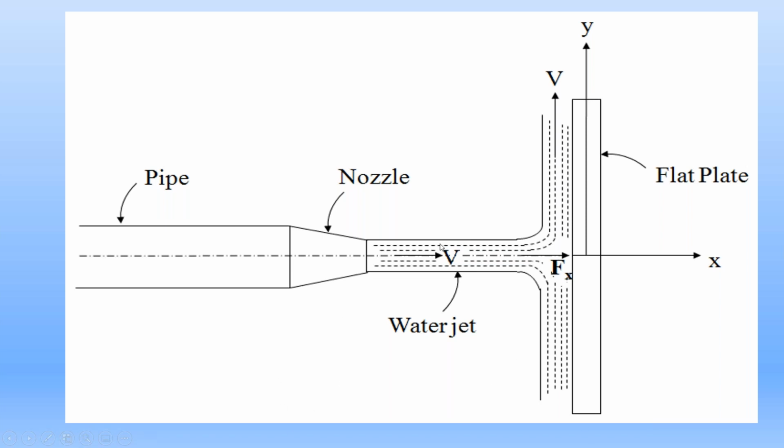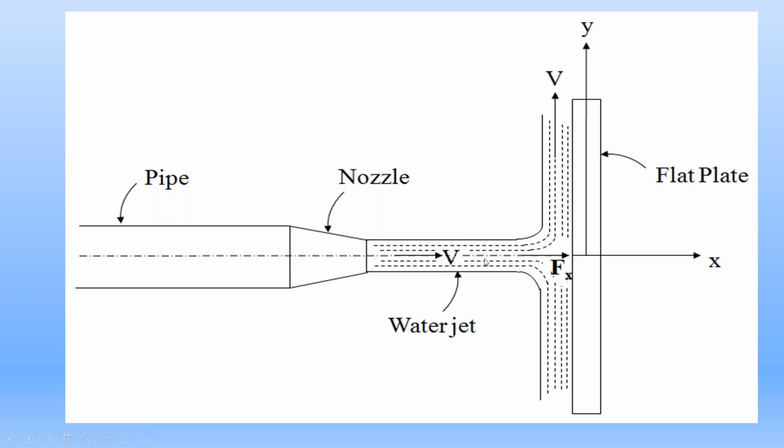So please check the diagram carefully. The force Fx is horizontal. Fx is the force exerted by the water jet on the metal plate. It is horizontal along the x-axis. Consider the y-axis in the vertical direction. Check this water jet after the impact.